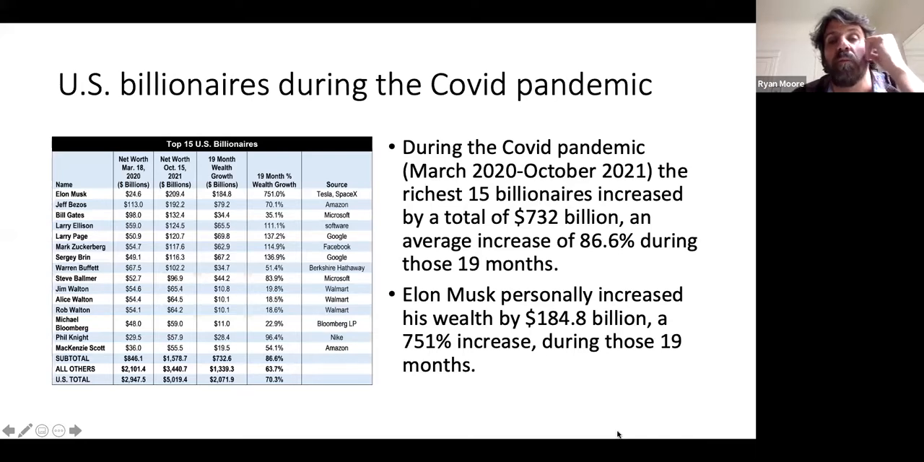The most extreme of these that we see is Elon Musk, who increased his wealth by $184 billion. So that's like $10 billion a month that this man has been increasing his wealth. That's a 751% increase during these 19 months. He's the most extreme, but if you look at these numbers, you see that they all made out.